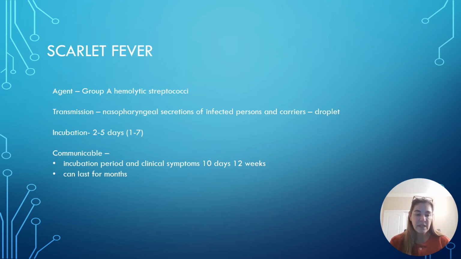So another disease to watch out for is scarlet fever. It is caused by group A hemolytic streptococci. It's caused by a bacterial infection. Basically, it is caused by an inappropriately treated strep infection. So transmission is through nasopharyngeal secretions of infected persons and carriers. It is transmitted by droplets.